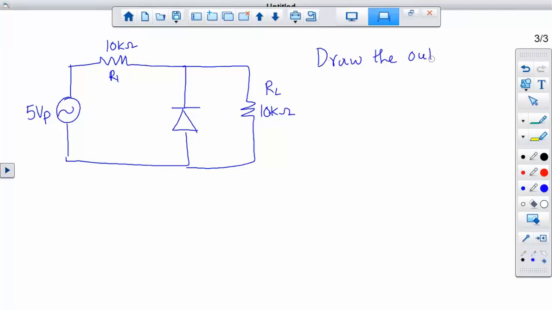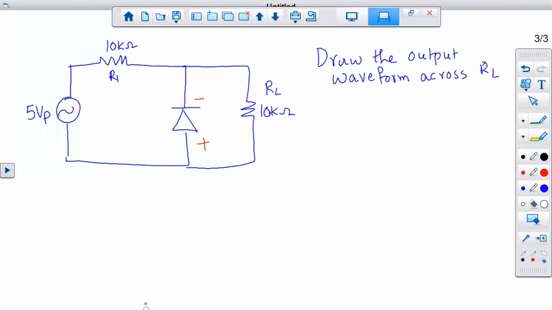So draw the output waveform across the load. All right, so that means if you actually connect an oscilloscope on the load, what voltage levels you would usually see, and so on.